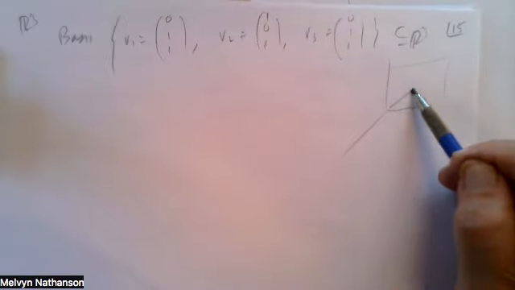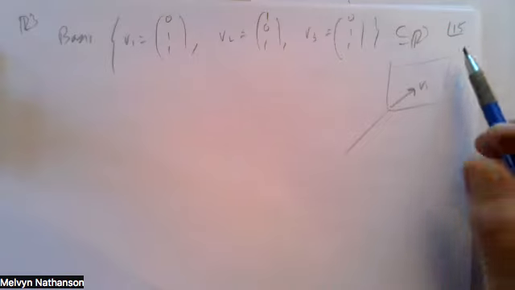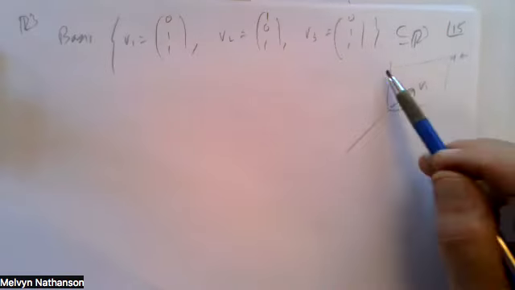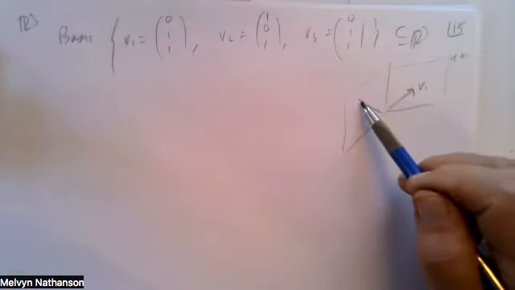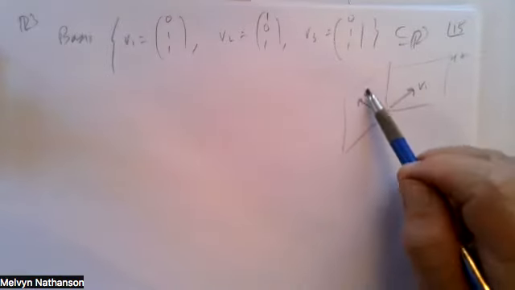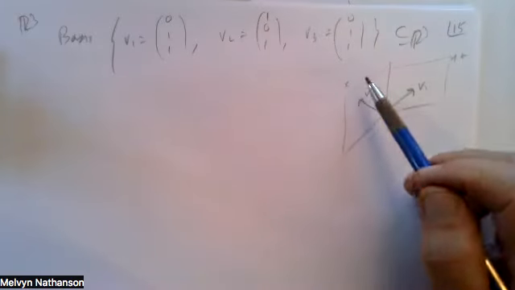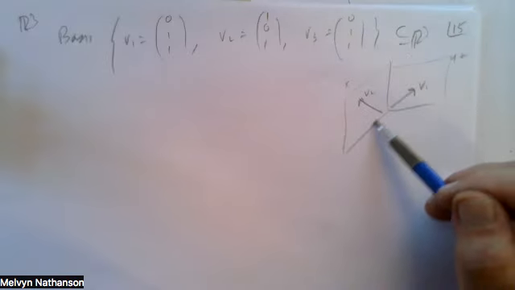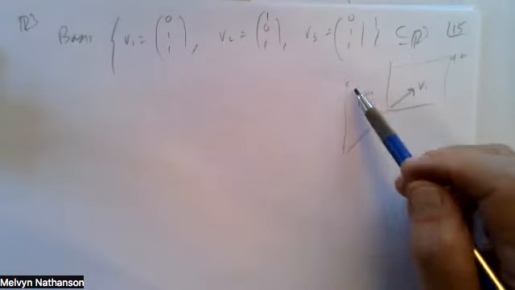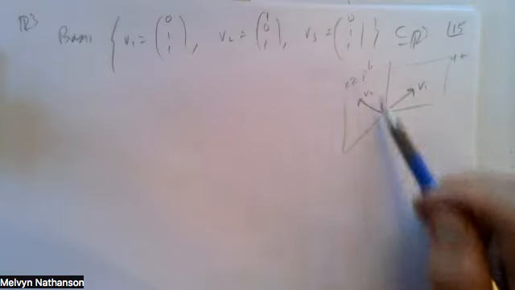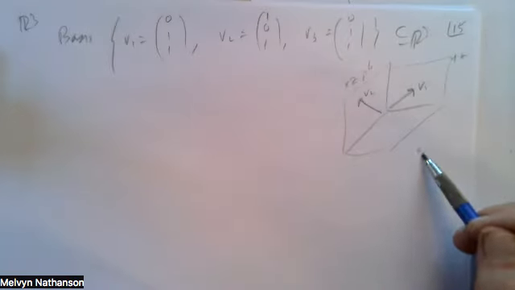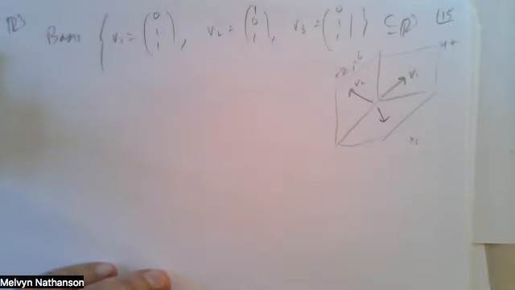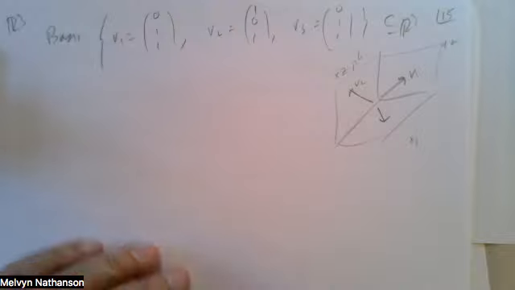0, 1, 1 is in the YZ plane. 1, 0, 1 is in the XZ plane. And this is the XY plane. And I have the vector. Oops. Let's see.